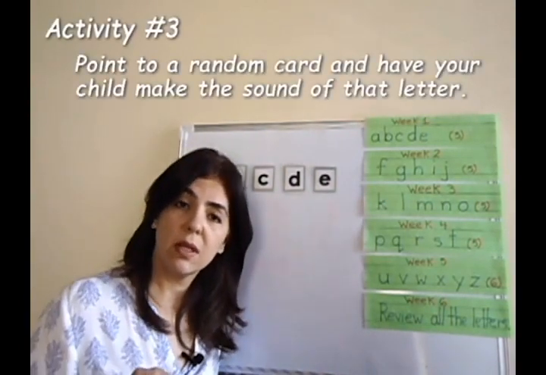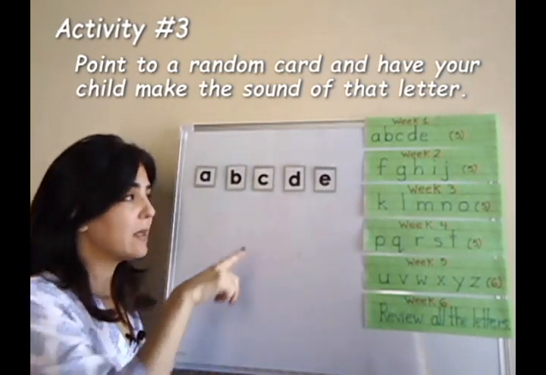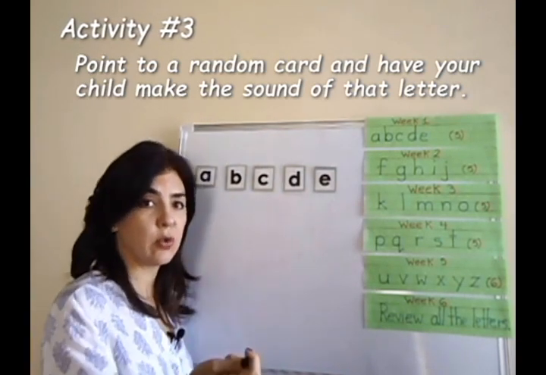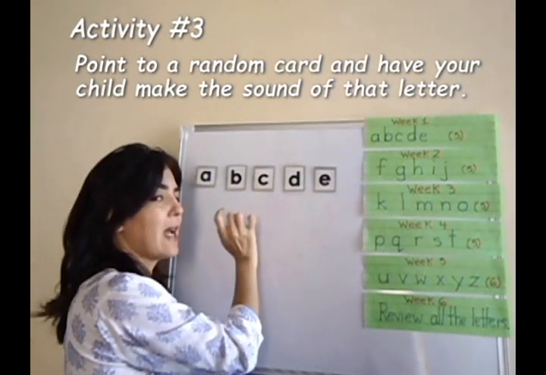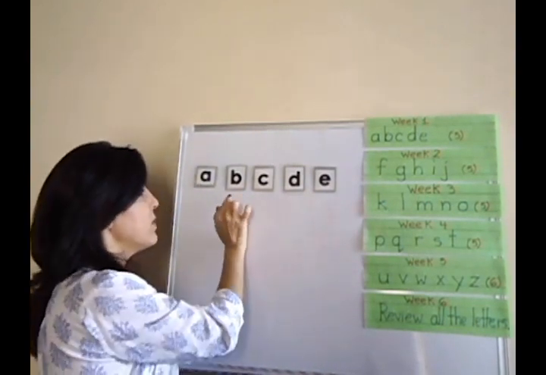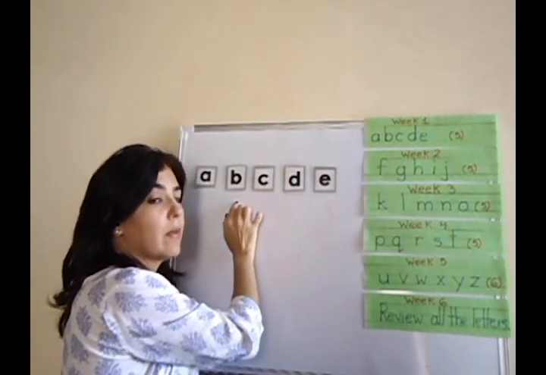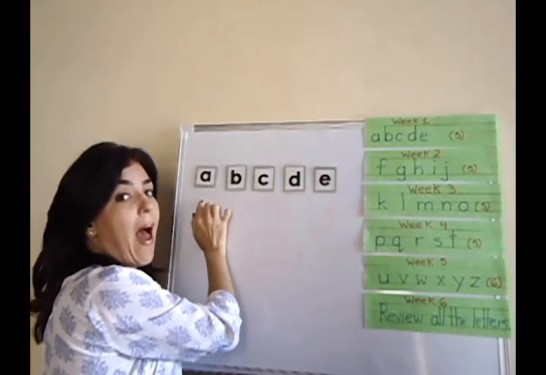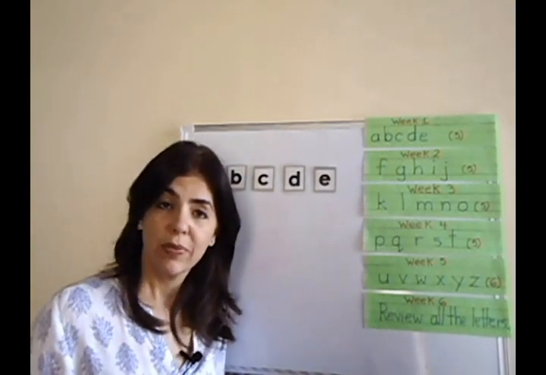Your third activity would be to do the opposite. You're going to point at the letter and you're going to ask your student, in this case we're working with Susan, "Susan, can you tell me the sound of the letter?" For example, if you point to this letter, Susan should be able to say B. If you point to this one, A. You're going to do it with every letter that you have in your group.